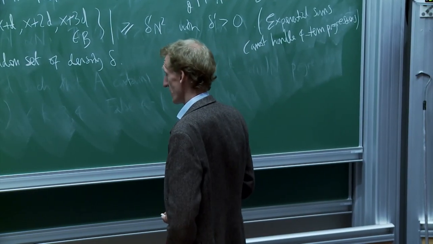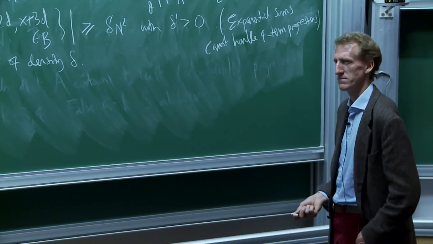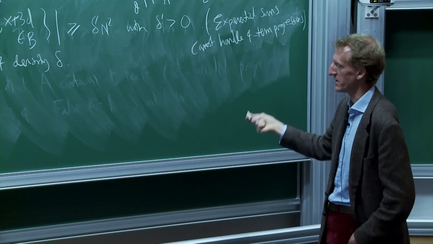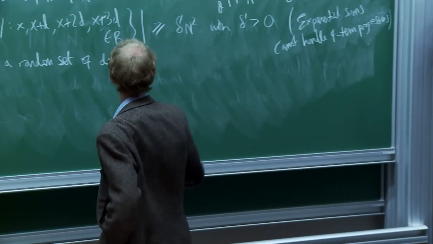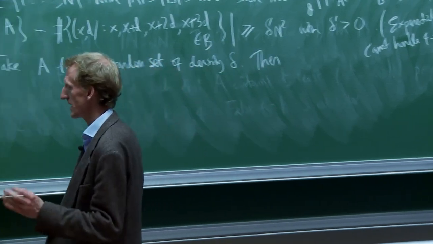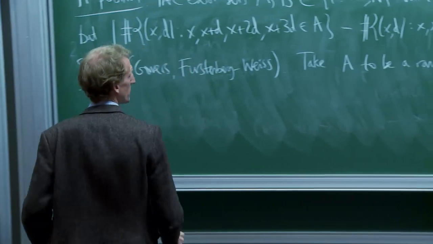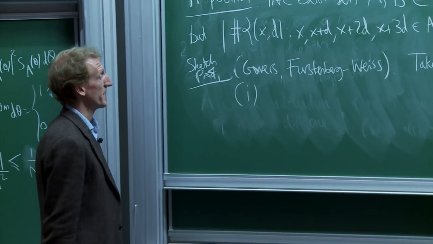So take A to be a random set of density delta, and I mean by that, just pick elements to lie in A independently with probability delta. Then I'm going to make some claims that I won't prove, and I'll say something about them later, but let me number them. So what's the exponential sum over A?